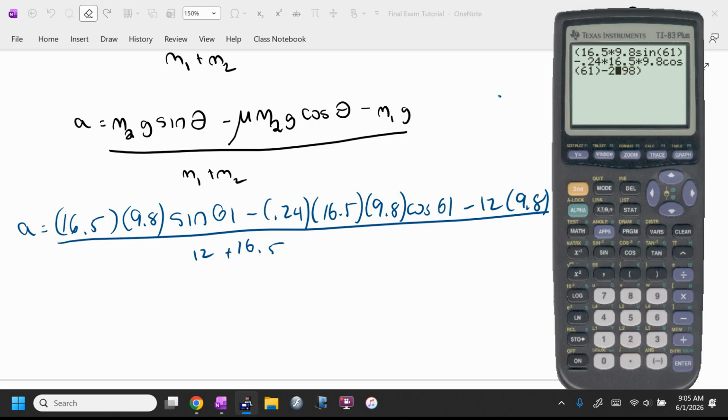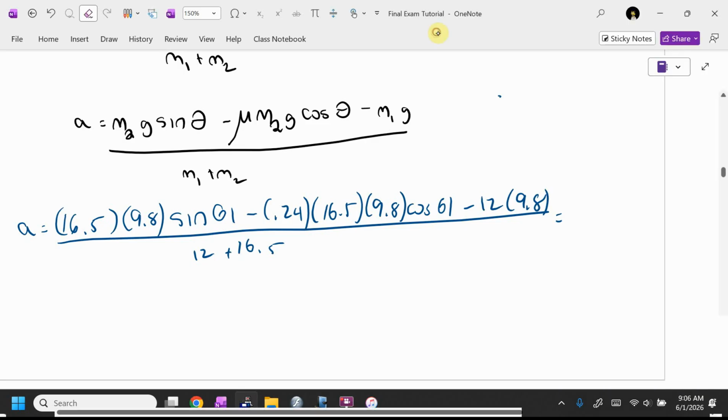M2g sine minus mu m2g cos minus m1g, close bracket, divided by bracket, 12 plus 16.5. Is that right? Accelerating, but barely. 0.176, I'm going to write 0.176, but I'm going to store this on my calculator.